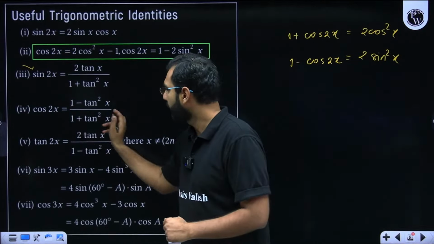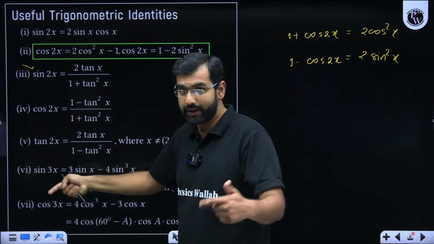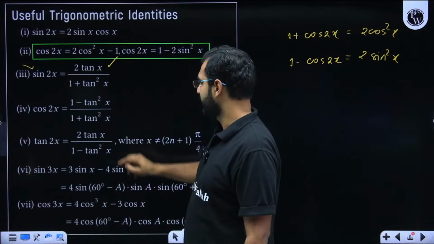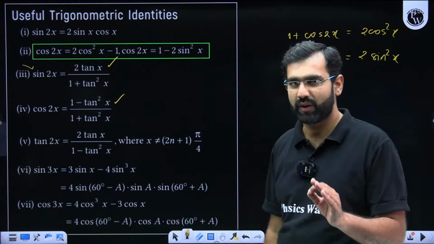Cos 2x is 1 minus tan square x upon 1 plus tan square x. And if I divide this by this, I'll get tan 2x, which will be 2 tan x upon 1 minus tan square x. I hope everybody is listening and understanding. We can move ahead from here.